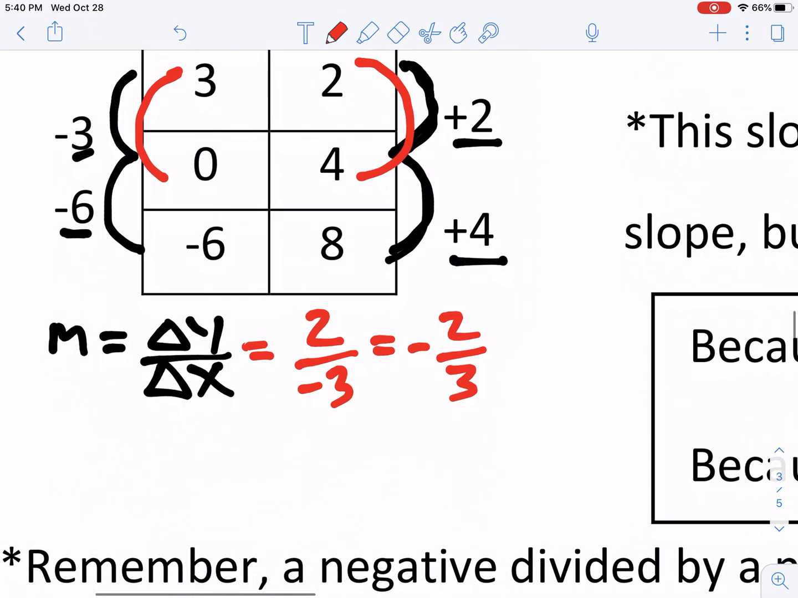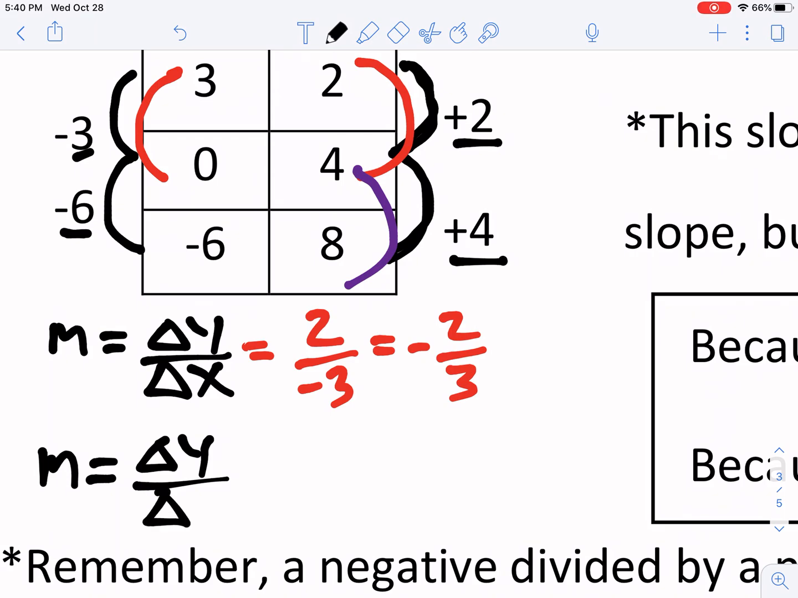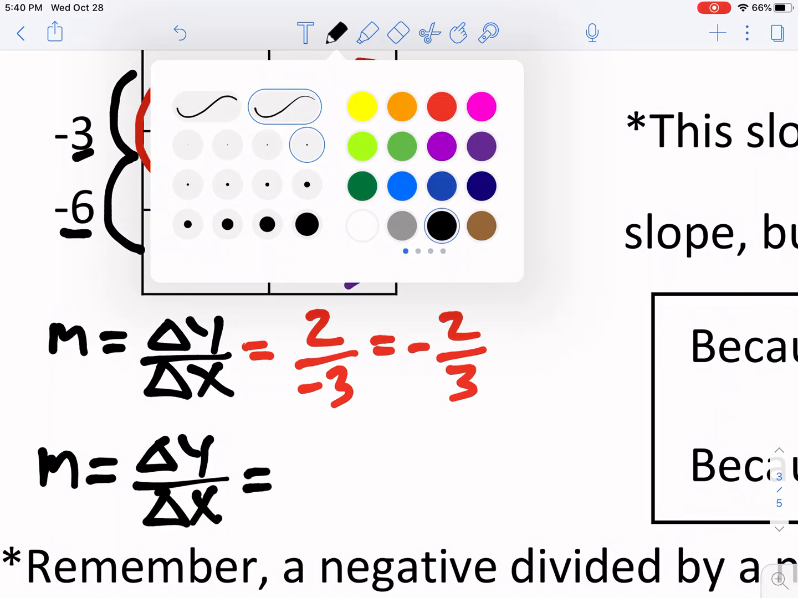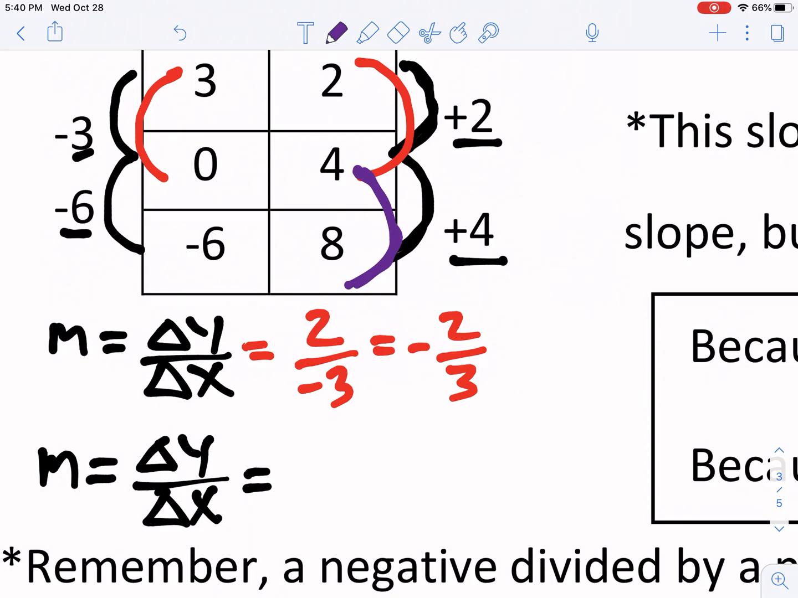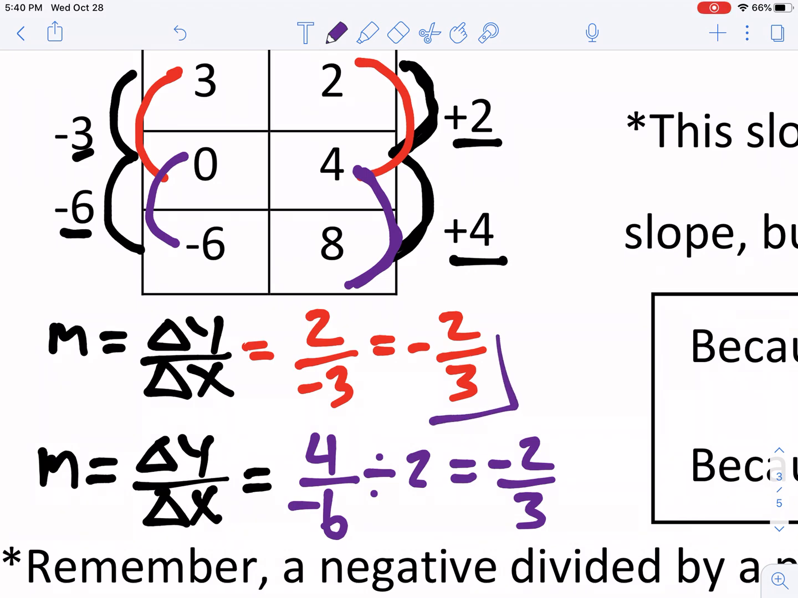Let's see if that's the same thing I get for the second situation. When we did the change in y here, it was a positive 4. So let's write that out over here. m equals the change in y over the change in x. Going that way, it was a positive 4 for my change in y, and a negative 6 for my change in x. Well, 4 over a negative 6, can't that reduce? Yes, I can divide out a 2 from both, and we get negative 2 over 3. So we get the same answer in both cases. That is one approach we can take to find the slope.